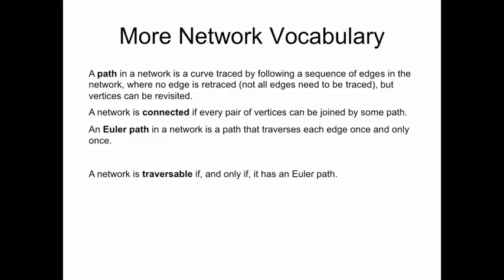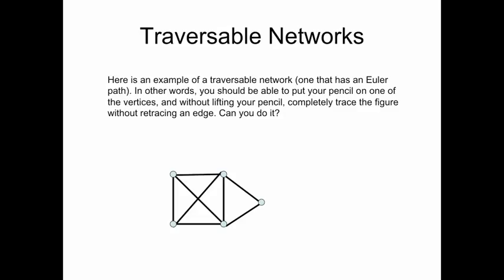So we say that a network is traversable if and only if it has an Euler path. So a traversable network and a network that has an Euler path are identical. All right, that's what we're going to be working for. Traversable simply is an English word that means travelable. All right, here's an example of a traversable network, one that has an Euler path.